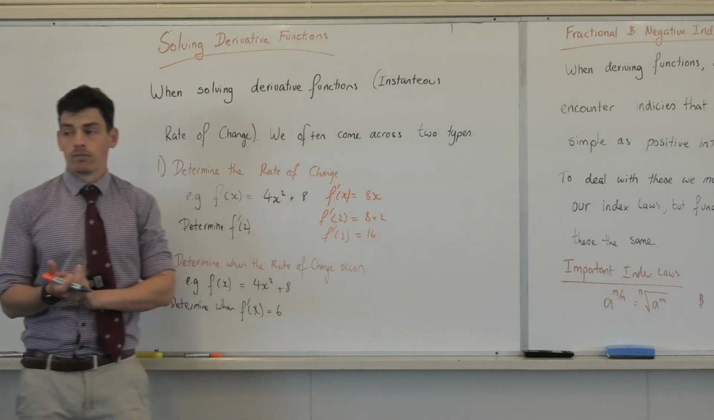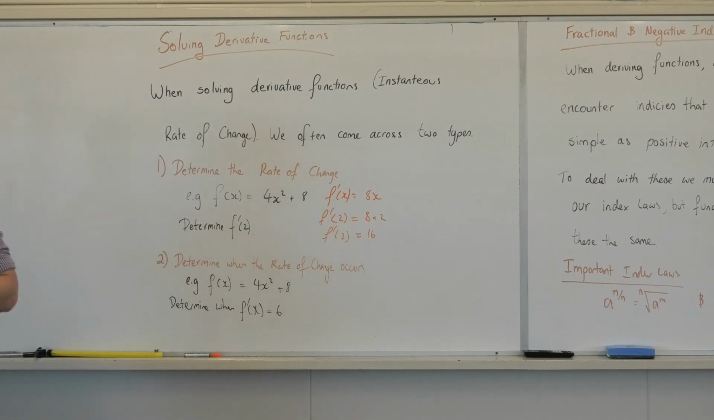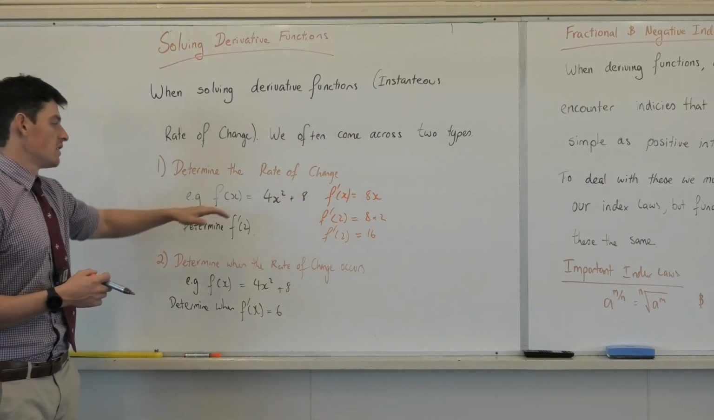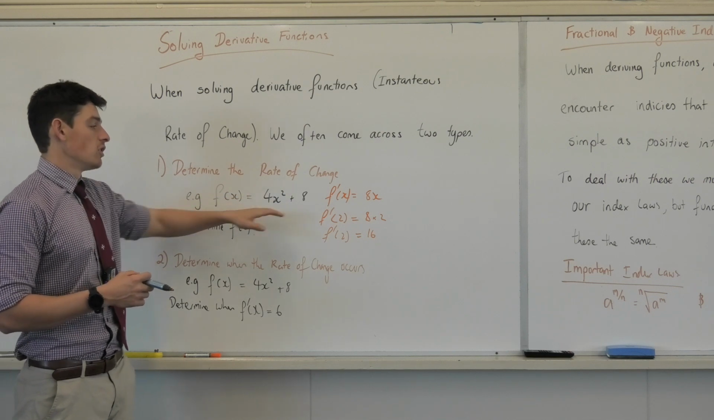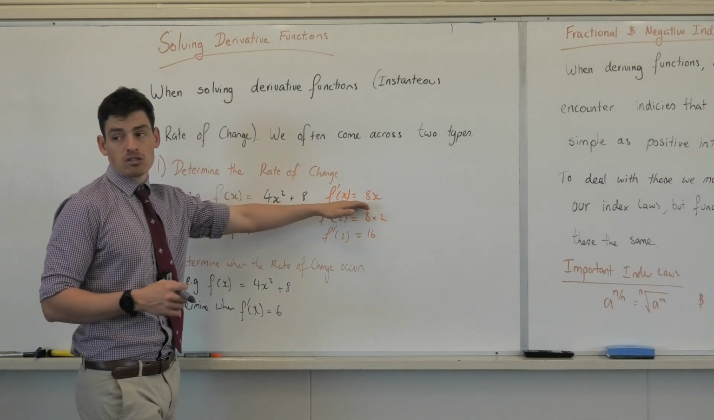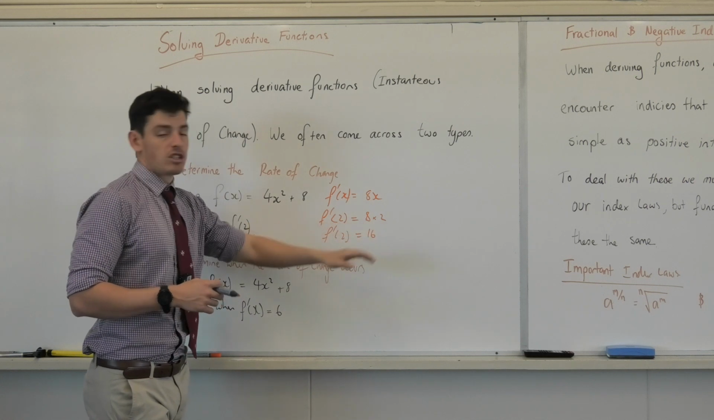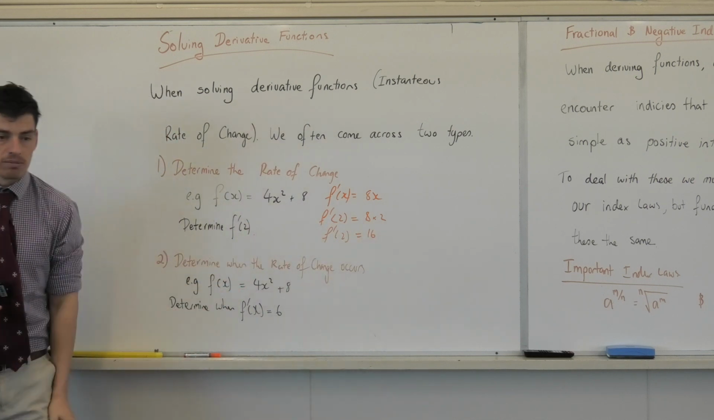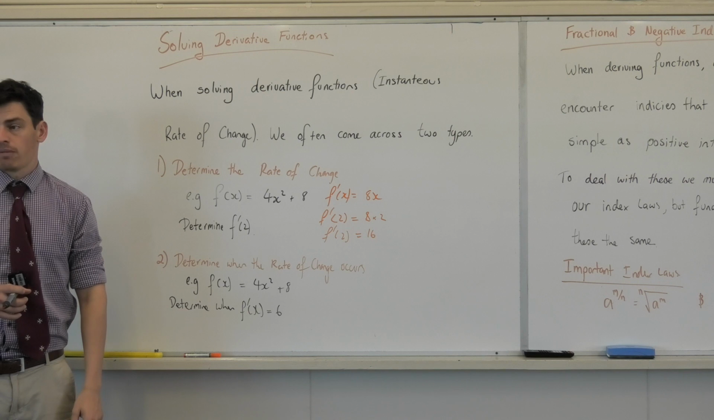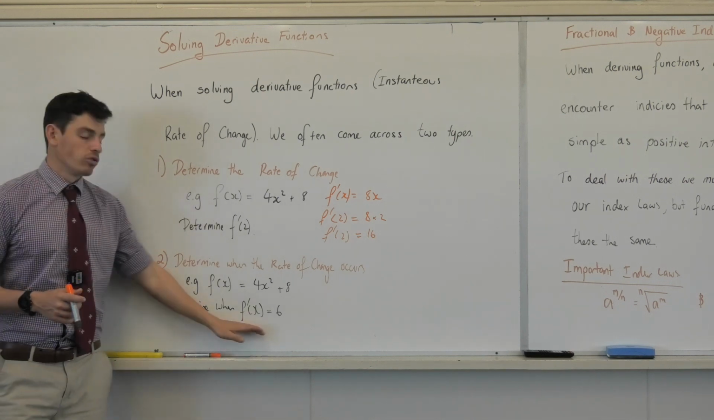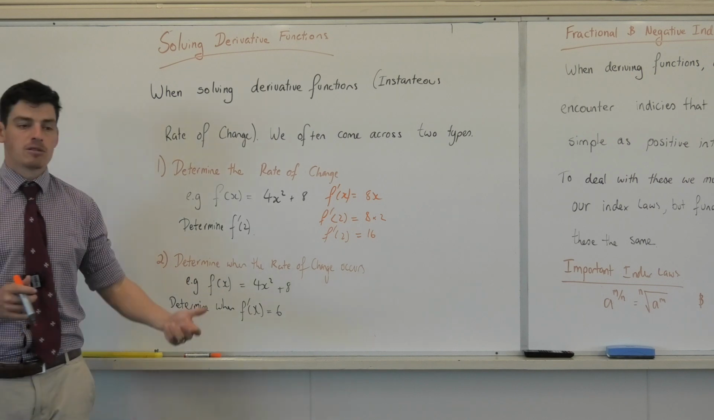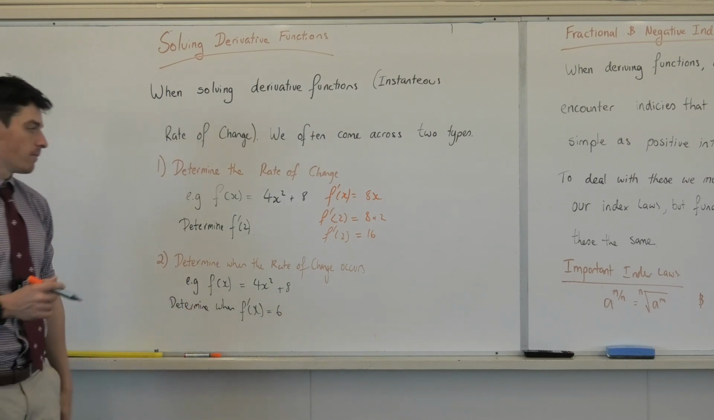Cool? Does that make sense? So in a speed context, if this was my distance function, I've created my speed function, I've subbed my time in, my speed is equal to 16 metres per second. Happy with that? In the second example, this is like saying, well, tell me when the car reaches 6 metres per second. What do I do? First step?